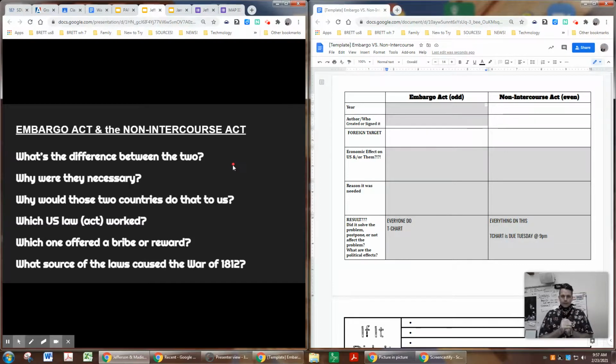Why were they necessary? These laws didn't just come out of space. These weren't made in a vacuum of nothingness. Something was going on, and we all know what that was. Once again, Britain and France are both messing with our shipping. They're pulling over our ships. They're pulling sailors off our boats and saying, come with me.